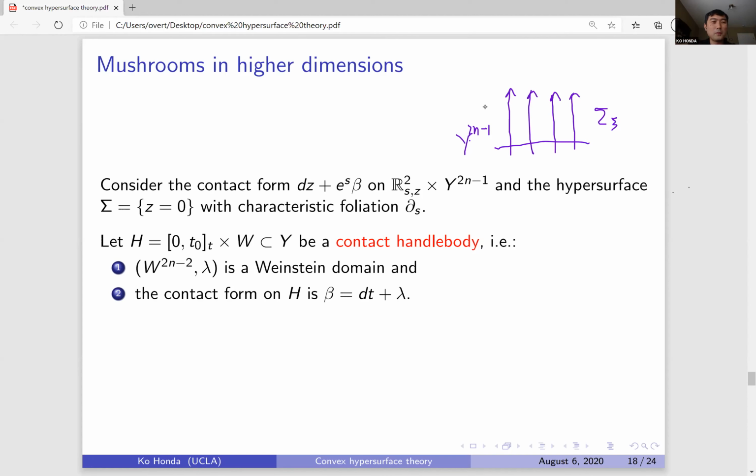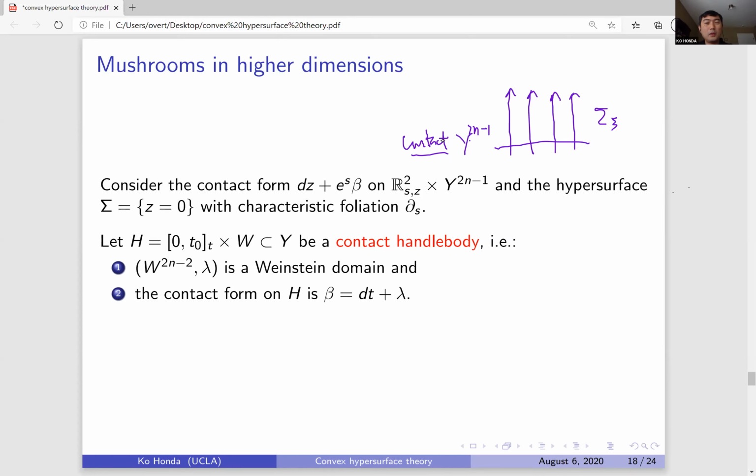The hypersurface is dimension 2n, and if you have a vector field and you have something transverse to the vector field, then it has dimension 2n minus 1. And anything that's transverse to characteristic foliation is actually contact, right? This is actually sort of a nice fact. Anything transverse to characteristic foliation is contact.